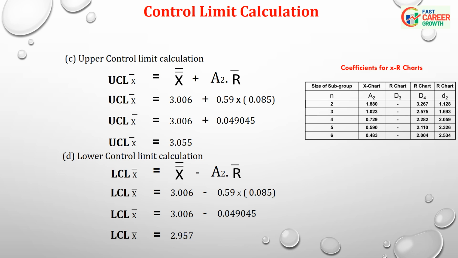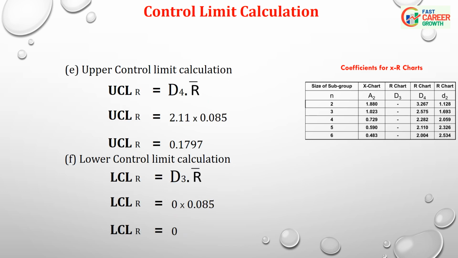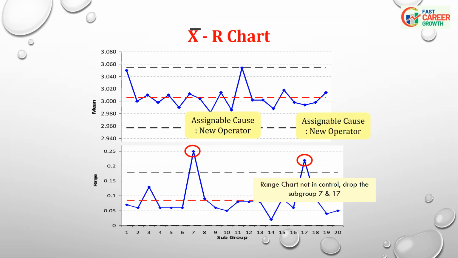Then calculate the upper control limit for R. UCL for R will be capital D4 R bar. As sample size n is 5 for this example, the D4 value will be 2.11. UCL for R will be 0.1797. Then calculate the lower control limit for R. LCL for R will be capital D3 R bar. As sample size n is 5 for this example, the capital D3 value is 0. LCL will be 0. Next is to plot the control chart using x bar R.